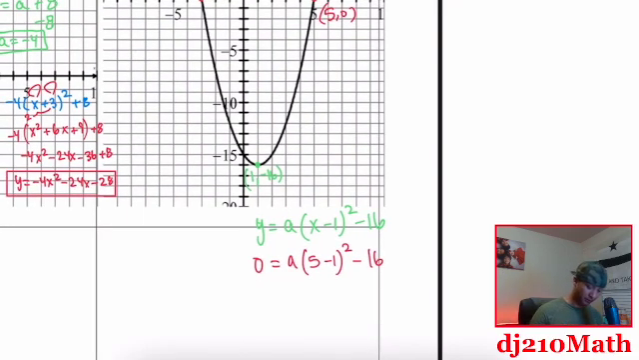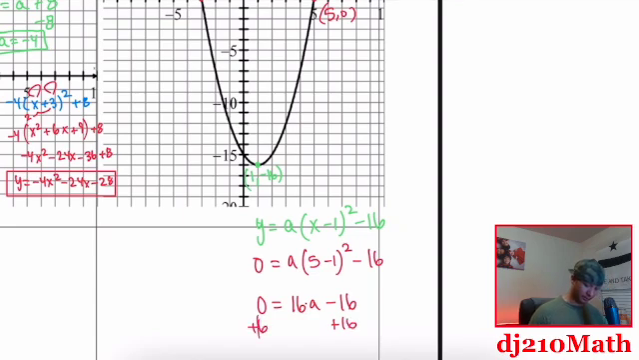5 minus 1 is 4. 4 squared is 16. So fight the temptation to say 16 minus 16. If you do this, you're asking for a mistake. You could just say 16 minus 16 is 0, but that is not true. You've got to put the 16 in the front, and now this is completely different. There's no way to combine a variable and a non-variable. So plus 16 to both sides.